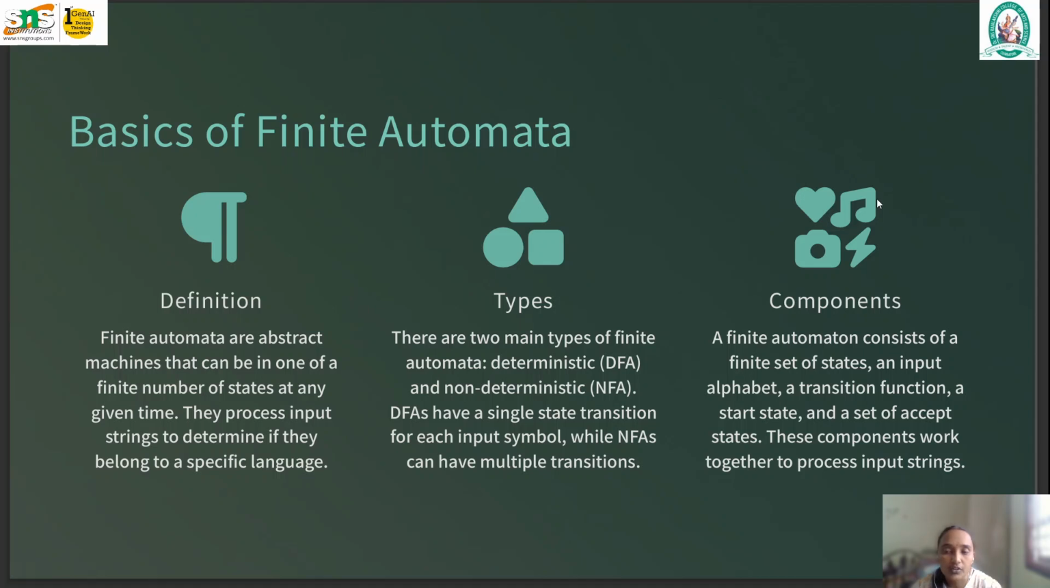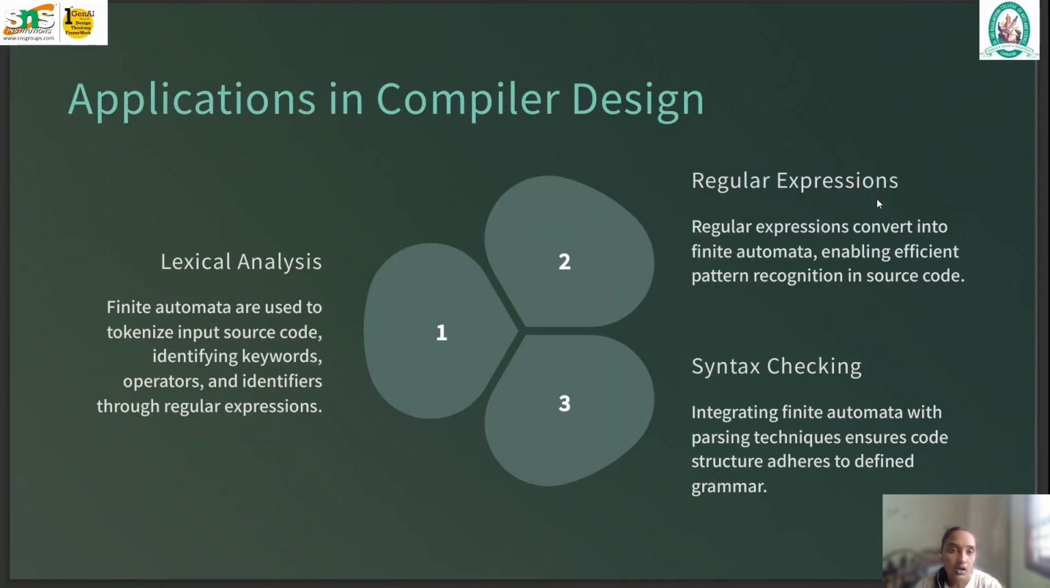Then components of a finite automata. A finite automaton consists of a set of states, an input alphabet, a transition function, a starting state, and final states. These are called the components of a finite automata. Okay, next one, applications in compiler design. There are many applications in compiler design. The first one, lexical analysis. In lexical analysis, finite automata are used to tokenize identifiers and keywords.